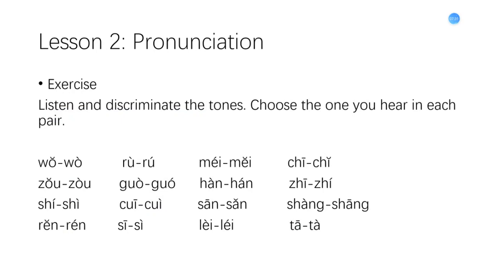So the first one, please listen and discriminate the tones of each pair. I will read just one syllable in each pair. So please listen carefully and discriminate the tones and choose the one you hear in each pair. For example, there are two syllables with the third tone and the fourth tone, and I will read only one, maybe the third tone or the fourth tone, and you choose the one you hear. Okay, so this is the exercise 1.